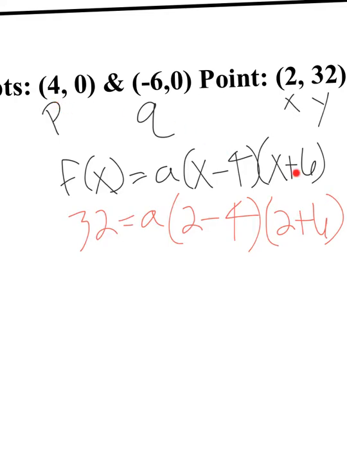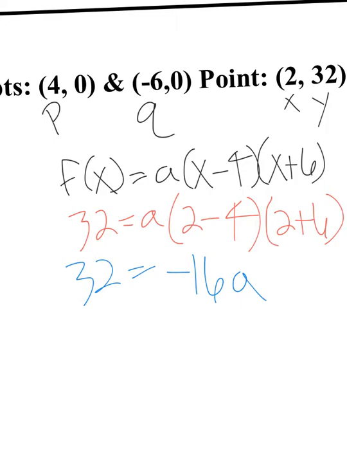And then it became plus 6, because minusing Q would minus a negative, which turns into a positive. Alright, and then I plugged in my X and my Y, and here I am. So, let's simplify. I have 32 equals, let's see here, what's 2 minus 4? That's negative 2. What's 2 plus 6? That's 8. So what's 8 times negative 2? Negative 16.